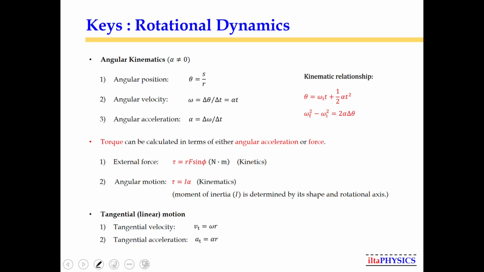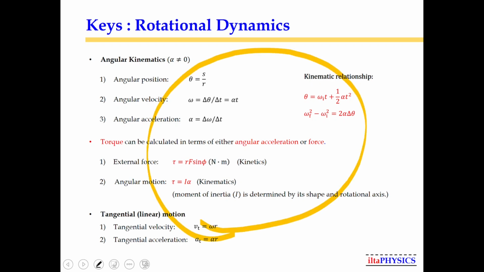Finally, there might be questions about tangential velocity or acceleration in rotational motion. Once you've found the angular velocity and angular acceleration, you can easily find the tangential velocity and acceleration using the following relationship. These are the only formulas used for rotational motion problems. Now let's practice how to use and apply these formulas through some actual problems.